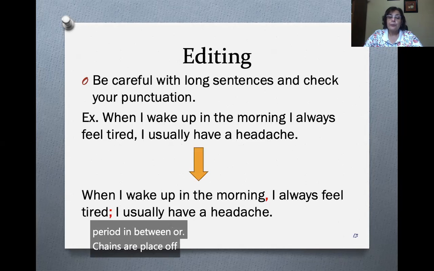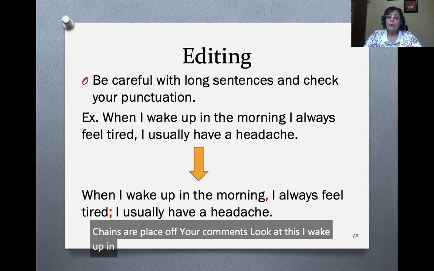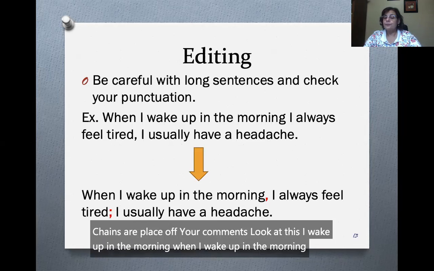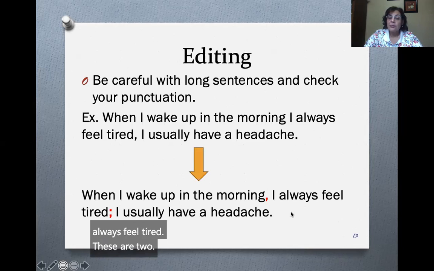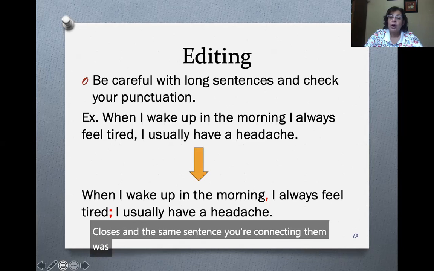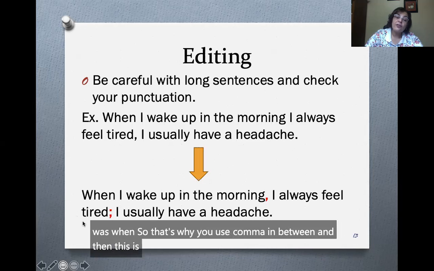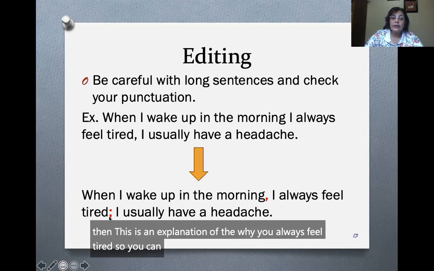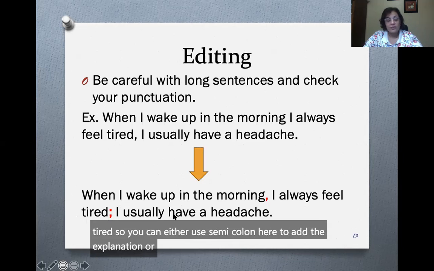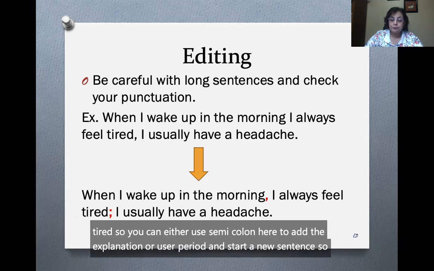Look at this. I wake up in the morning. "When I wake up in the morning, I always feel tired." These are two clauses in the same sentence. You are connecting them with "when," so that's why you use a comma in between. And then this is an explanation of why you always feel tired. So you can either use a semicolon here to add the explanation, or use a period and start a new sentence. Semicolon is much better here.